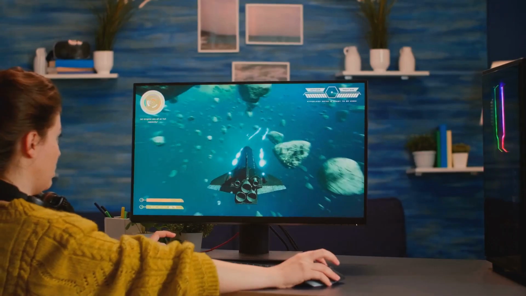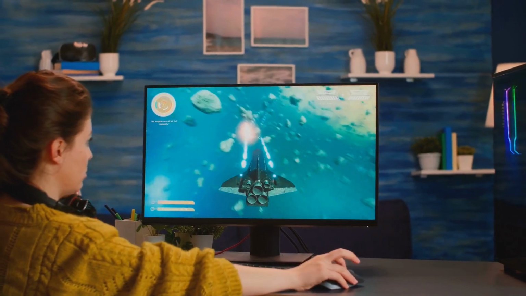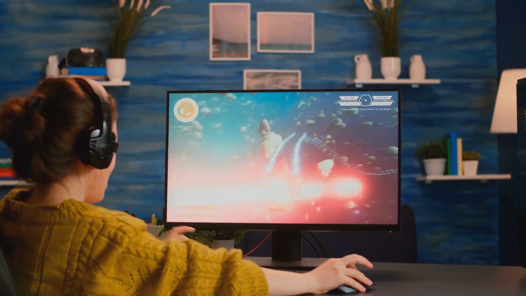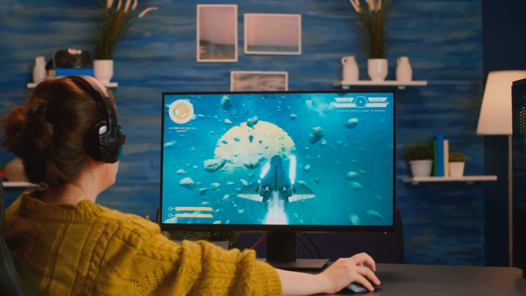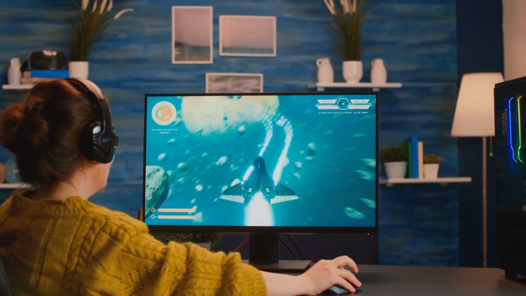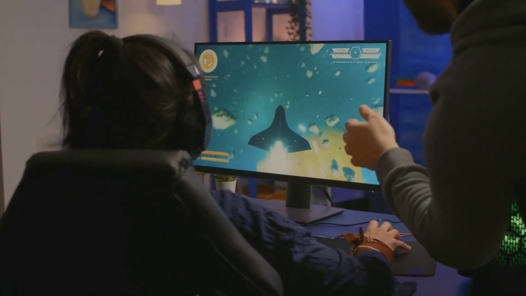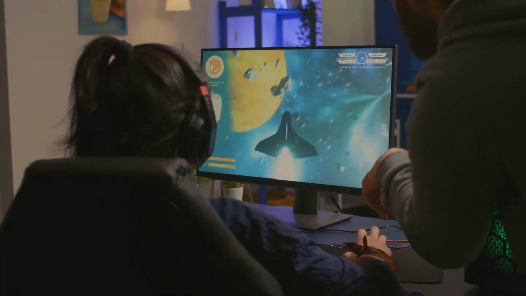A 60 Hz monitor updates 60 times per second. That's the standard refresh rate for most screens, from your smartphone to your television. It's been around for a while, and it does a pretty decent job, especially for story-driven games where split-second reactions aren't as crucial. But what about 120 Hz?